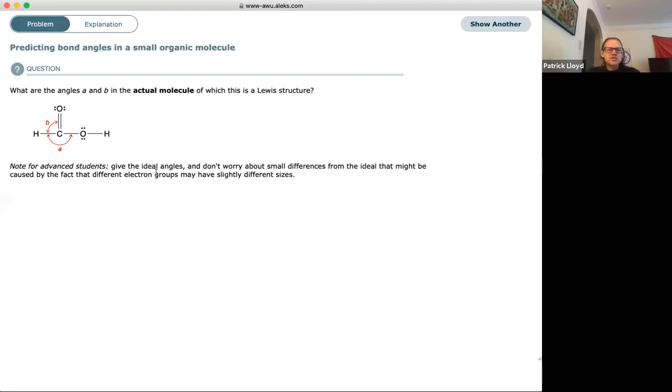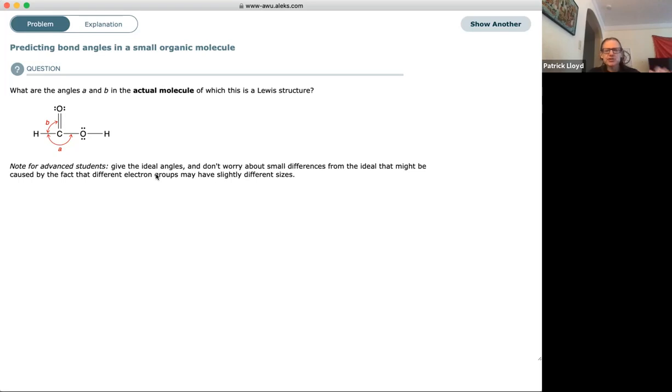Okay. So what are the angles A and B in the actual molecule of which this is a Lewis structure? Here they're giving you the Lewis structure, so you don't have to draw it. And I don't know why it says note for advanced students. Give the ideal angles. Oh, I see what they're saying. They're saying, look, if you really know what you're doing, you might put in the exact right angle.